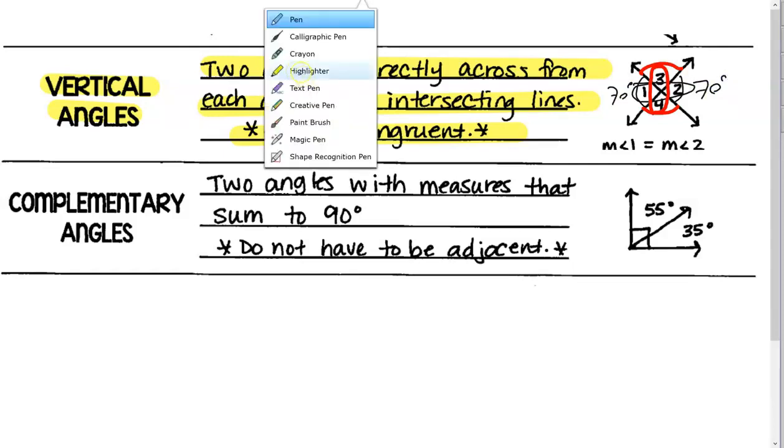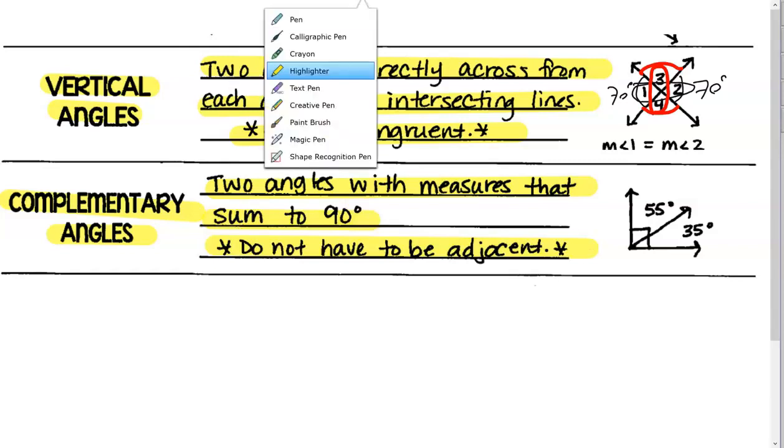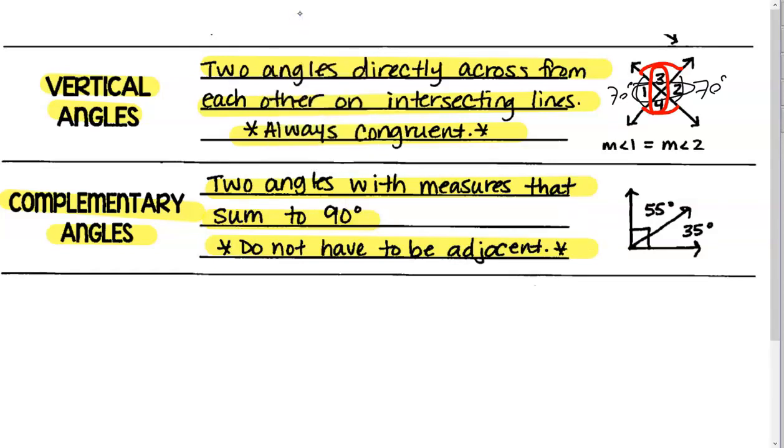Right, the next kind of angle we are going to look at are called complementary angles. These are two angles with measures that sum to 90 degrees. They do not have to be adjacent or next to each other. If you remember, the easiest way you see complementary angles looks like this. Remember, this box means a 90-degree or right angle, and the two angles have to add up to 90.